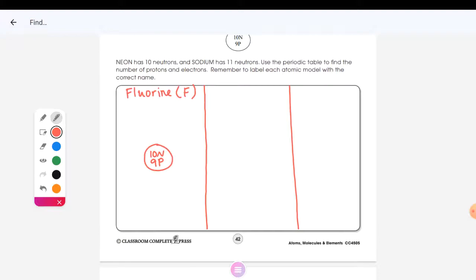So, if you know the number of protons, you also know the atomic number, and it makes it really easy to find it on the periodic table. Okay? Now, where do we put our electrons? Because to create an atom, I need the nucleus and I need my electrons.